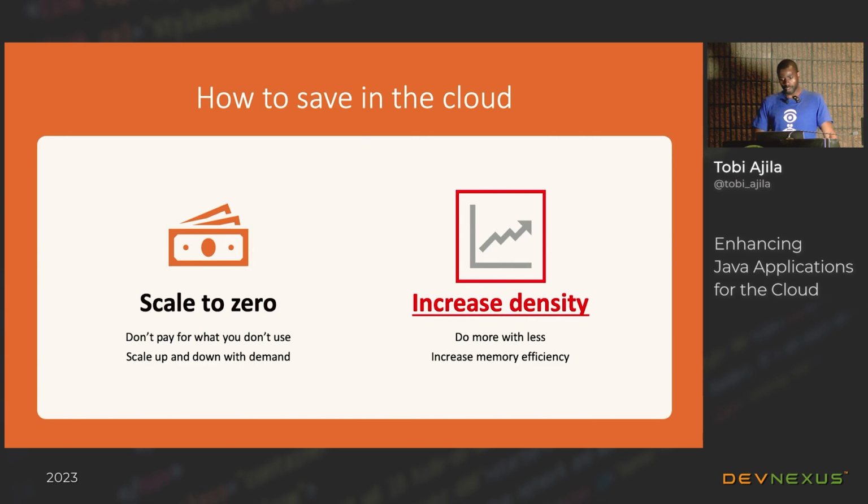Another way to reduce costs when you are running is to increase the density. Essentially, do as much as you can with as few resources as possible. So if you can use less memory and less CPU to achieve the same goals, then clearly that's a better way of doing things, and it's far more economical.